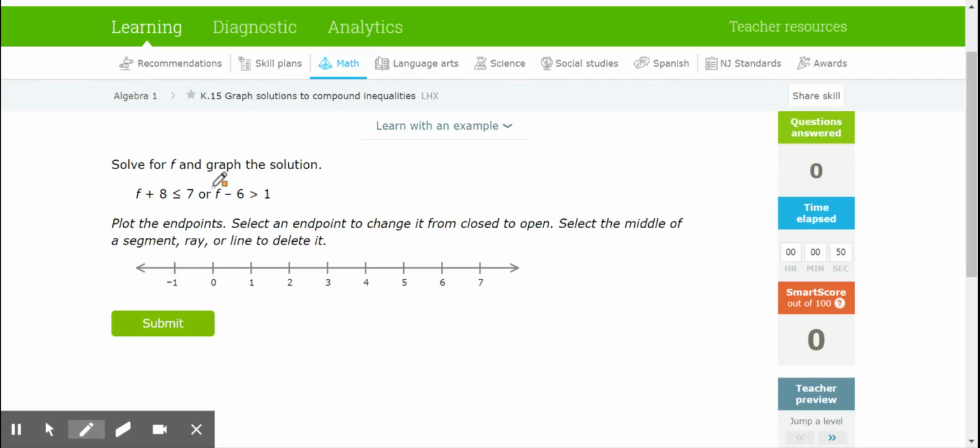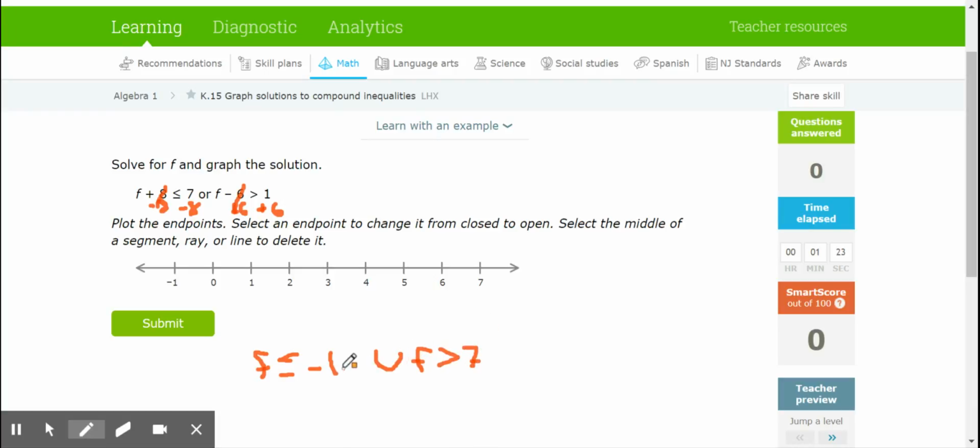This is an OR statement, so it's a disjunction. It should be a disconnected graph. I will start by subtracting 8 from both sides here. That's going to cancel, and that will leave me with f is less than or equal to 7 minus 8, which is negative 1. Now this is or, union. I will add 6 to both sides here. That cancels. f is greater than 7.